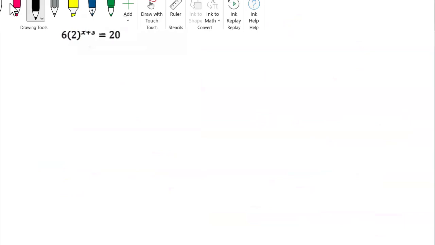All right, so we have 6 times 2. So we want to get the 2 by itself or get rid of that 6 in front of the 2. So we're just going to divide by 6. Okay. So we're going to divide both sides by 6 because again, I have to have the 2 by itself or I can't have any number in front of it. Okay. So 2 to the x plus 3 is equal to 20 over 6 or 10 over 3.